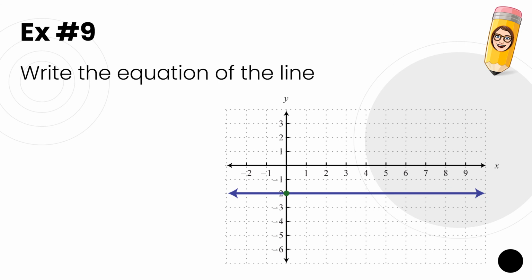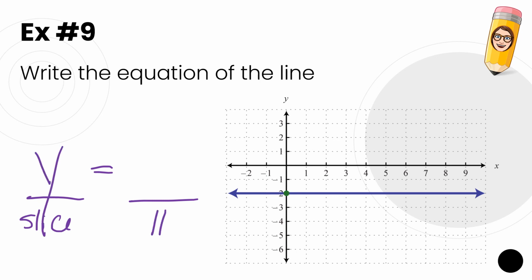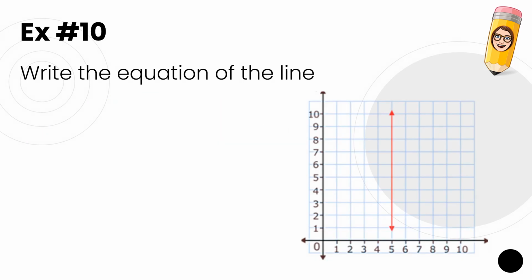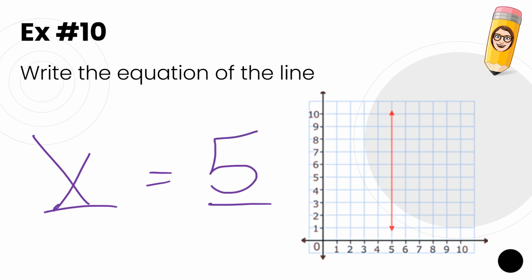We do have to talk about special cases. Again, special cases do not require a point slope or a slope-intercept form equation. They require one letter equal to one number. Remember my little cheat? What axis am I slicing? The y-axis. At what number? Negative 2. They're going to be that fast. Let's try another one. What axis am I slicing? The x-axis. At what number? 5.